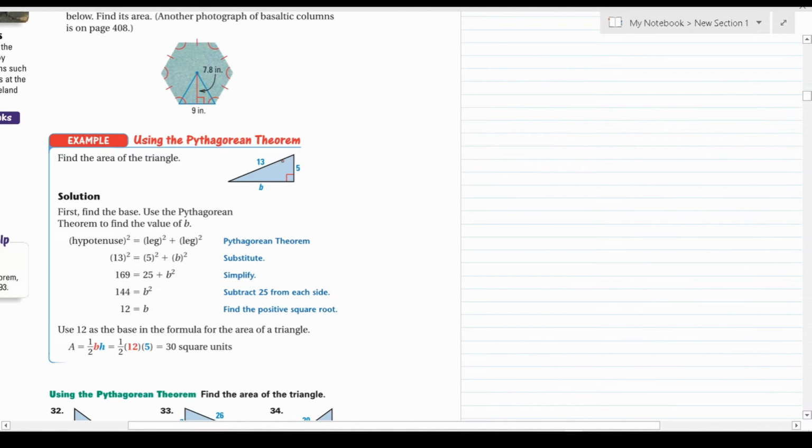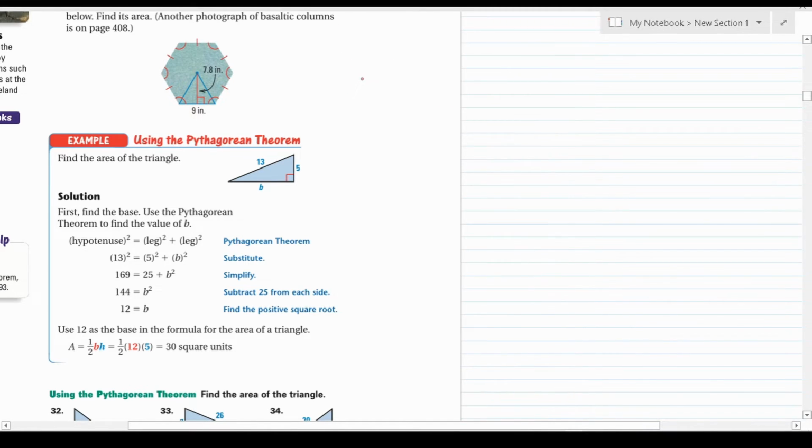All right, so let's take a look at 2 more practice problems, and then we'll be done with today's video. In this example, we're being asked to find the area of this right triangle, and we're only given its height as well as its hypotenuse.